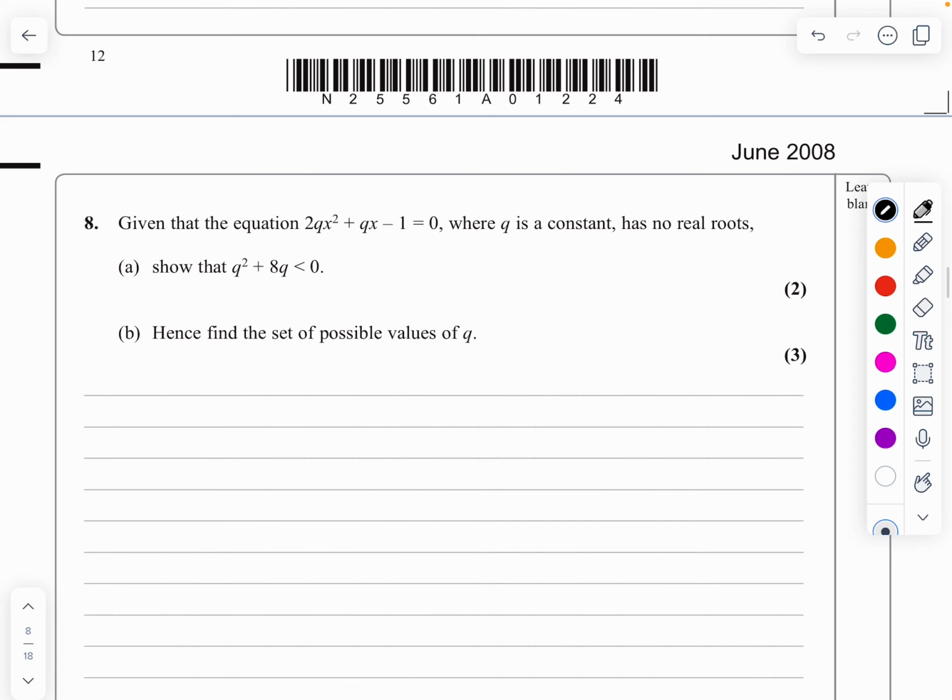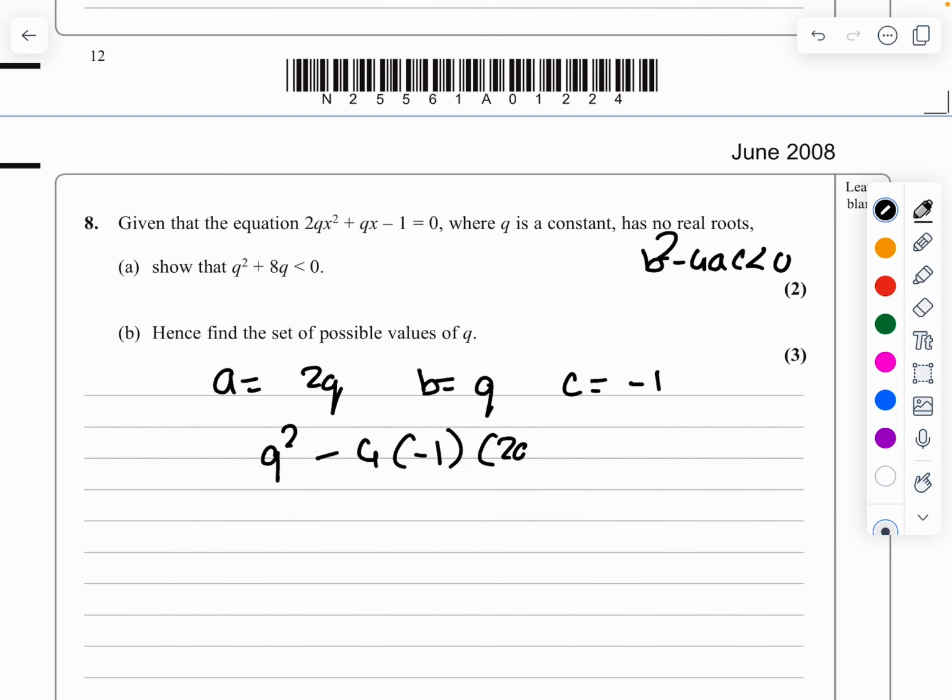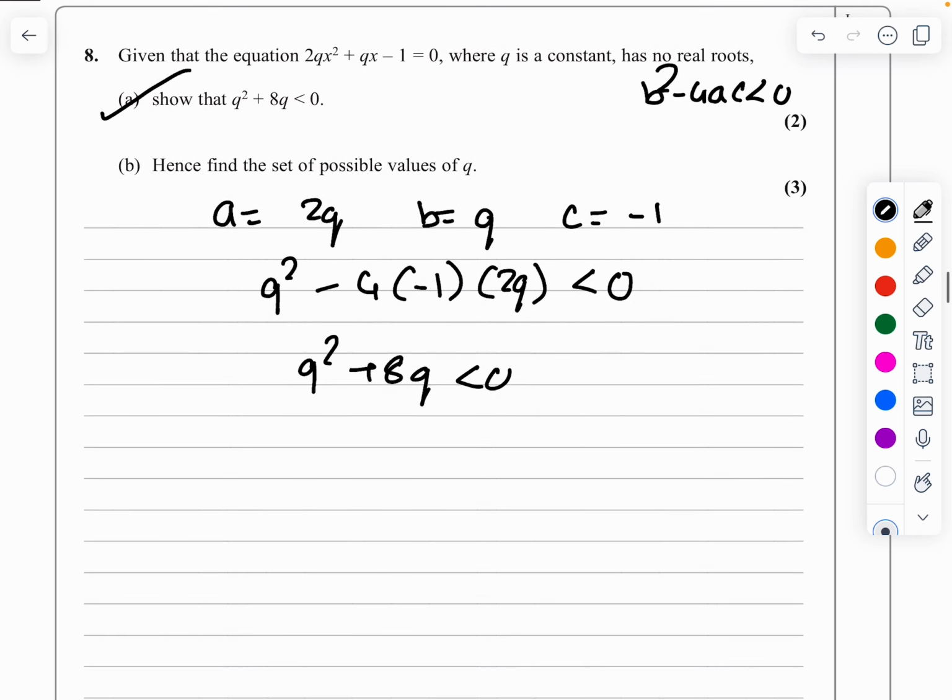Next question has no real roots. He's asking us to show that it has no real roots. No real roots means nothing but b square minus 4ac is less than 0. So what am I going to do? A equals 2q, b equals q, c equals -1. Then b square minus 4ac is less than 0. So q square plus 8q is less than 0. That's part A. Hence set the values of q.